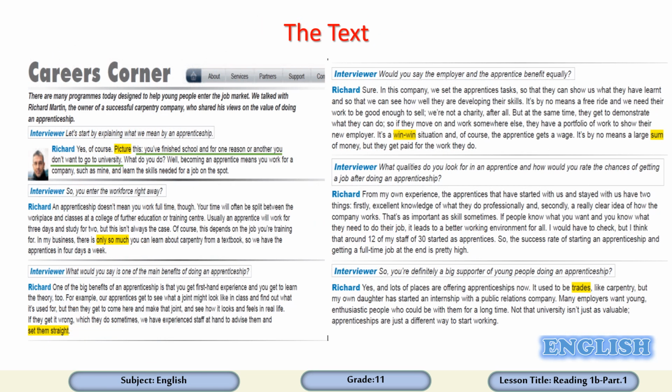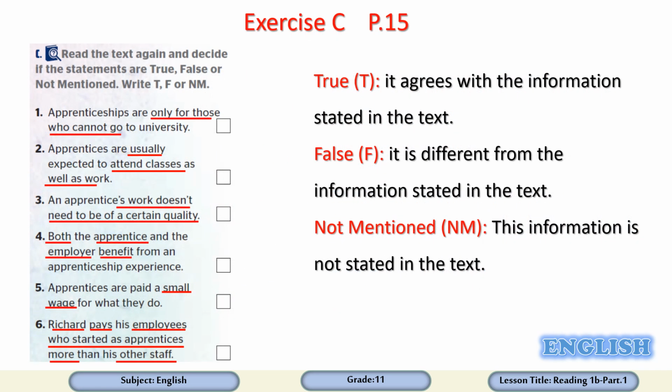Look at the underlined sentence. Picture this. You finish school and for one reason or another, you don't want to go to university. The text does not say that apprenticeships are only for those who can't go to university. So the answer for statement 1 will be, yes, very good, not mentioned. Let's go with statement 2.